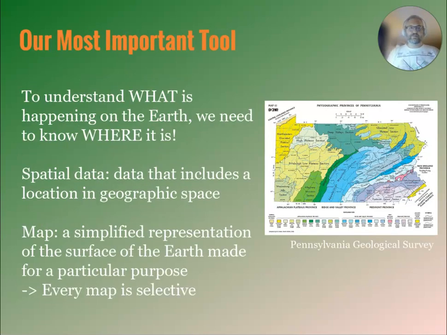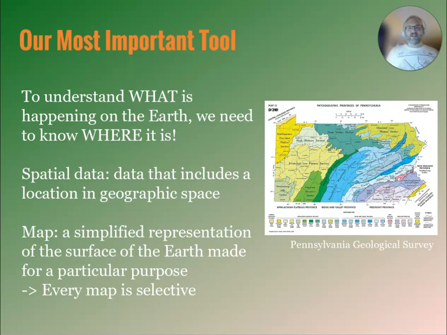So as I said, maps are one of our most important tools as earth scientists, because in order to understand what is happening on the earth, we need to know where it's happening. So that where is what brings us into the realm of maps and GIS. So if we have data that includes the where, the data that tells you where the things being described are located on the Earth, we're dealing with spatial data.